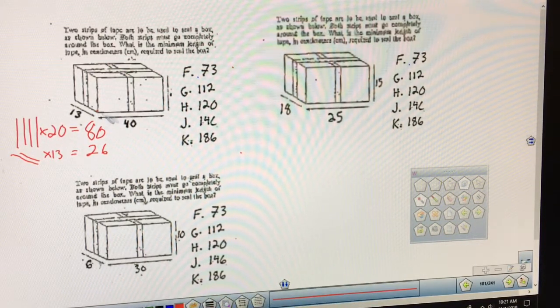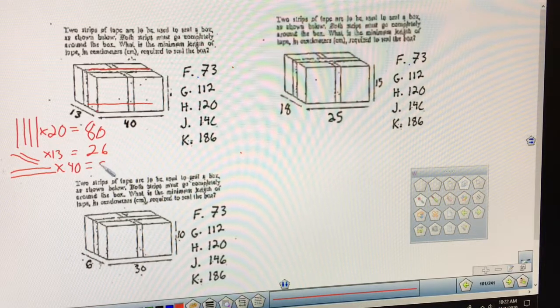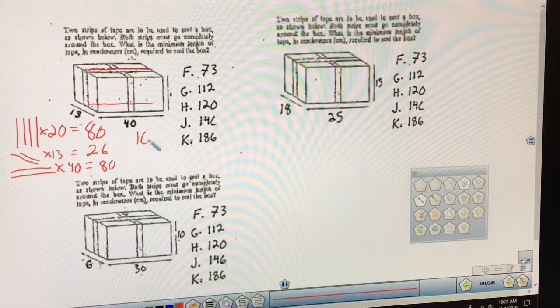And now I got this long one, 40. There's a long one there. And there's only one more of those going down along the bottom. So that's 2 of them long ones times 40. So that's going to equal 80. 80 plus 80 is 160. 160 plus 26 is 186.